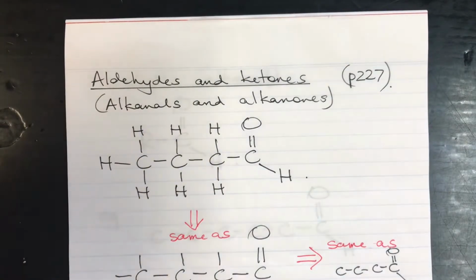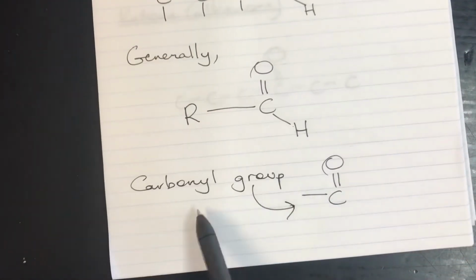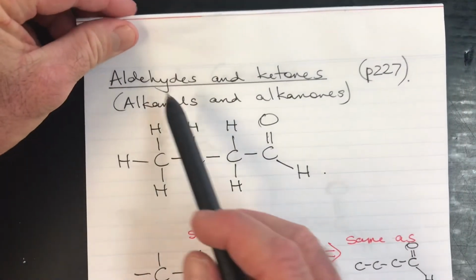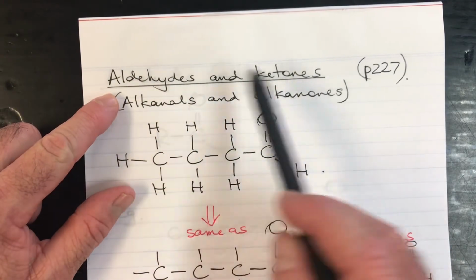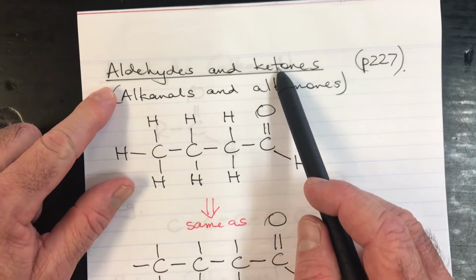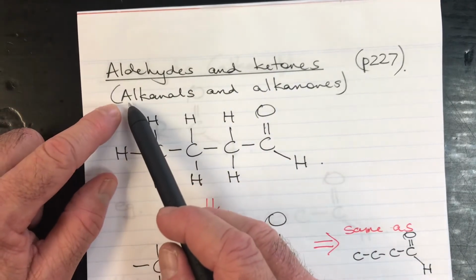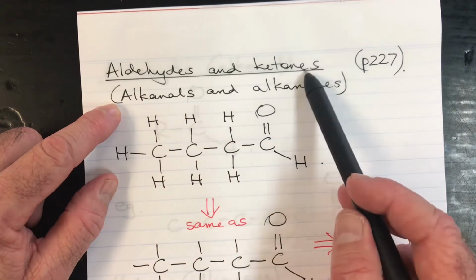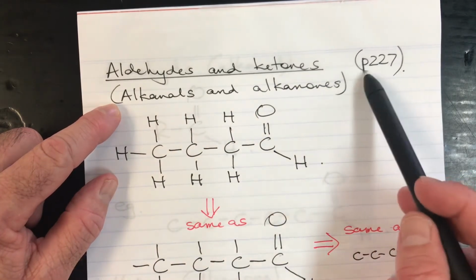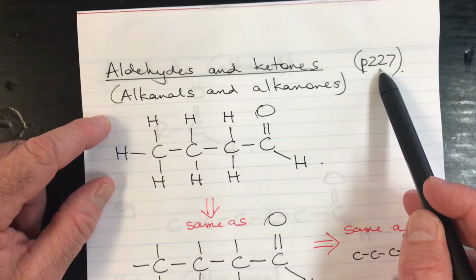Let's have a look at the next functional group, known as the carbonyl group. The carbonyl group is found in both aldehydes and ketones. And by the way, you might have heard of those 2 classes of compounds before, but they're not the IUPAC name. The proper IUPAC name for aldehydes is alkanals, and for ketones, alkanones. You can see this on page 227.